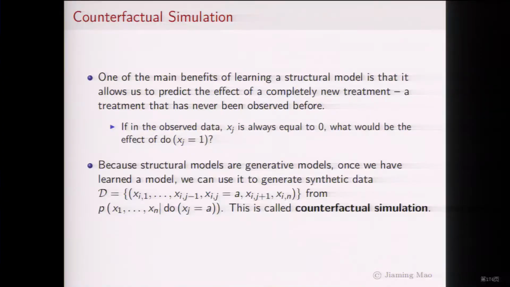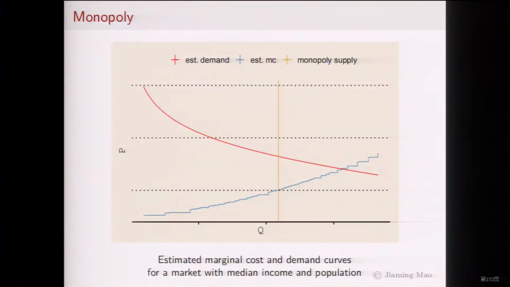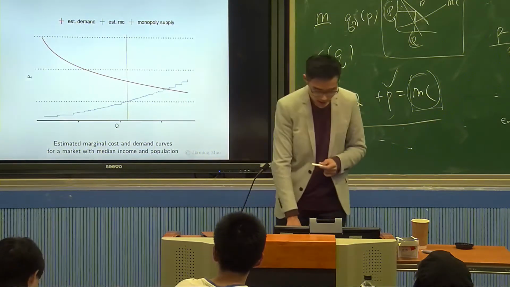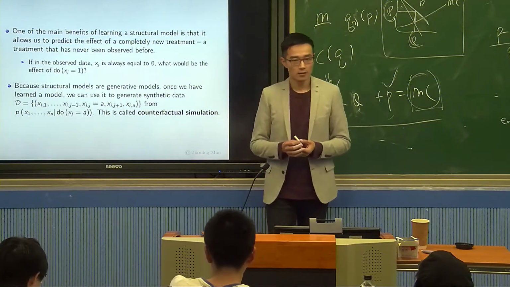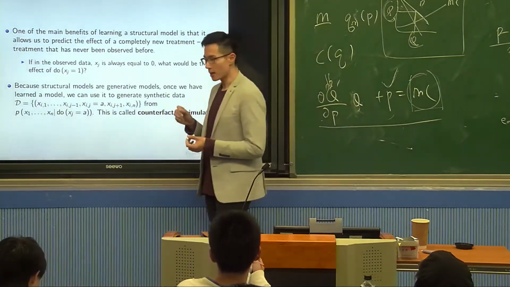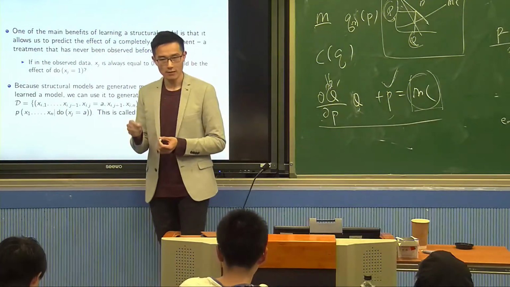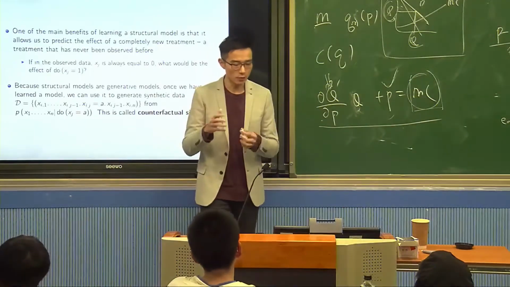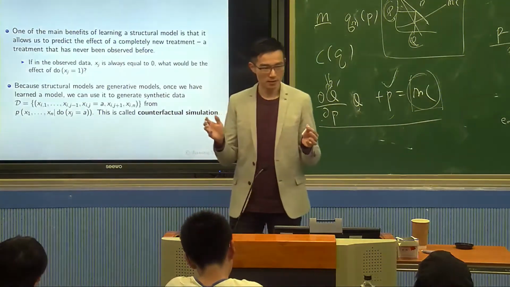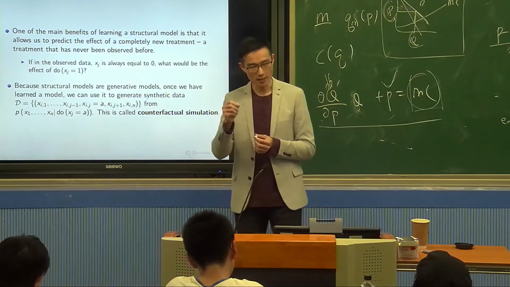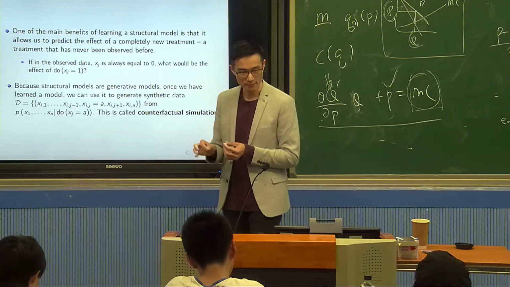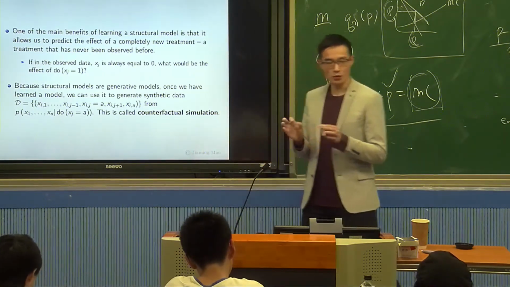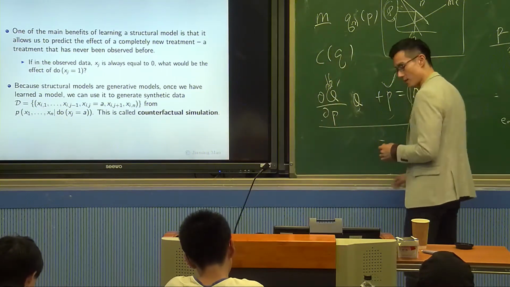Now, the second thing we can do, once we have this cost function, is something called counterfactual simulation. Counterfactual simulation means I want to predict what happens if something never happened before in reality. I'm going to predict the effect of a treatment that has never happened in my data. Is reduced form able to do that? No.